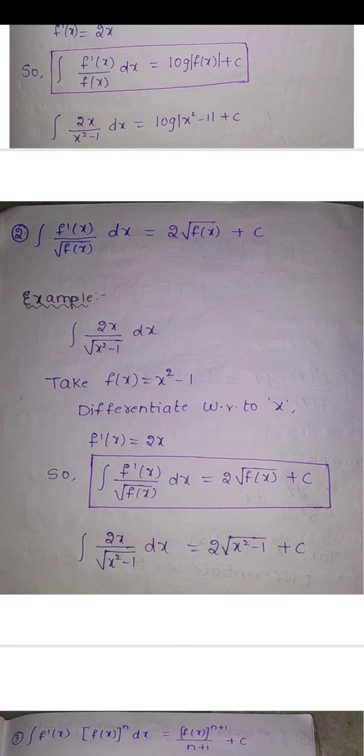So this question resembles the formula f dash of x by root of f of x dx is equal to 2 root f of x plus c. So what is f of x here? X square minus 1. F dash of x is 2x. So substitute in that formula. Integral 2x by root of x square minus 1 dx is equal to, what is the formula? 2 root f of x. What is f of x here? X square minus 1. So the answer is 2 root of x square minus 1 plus c.